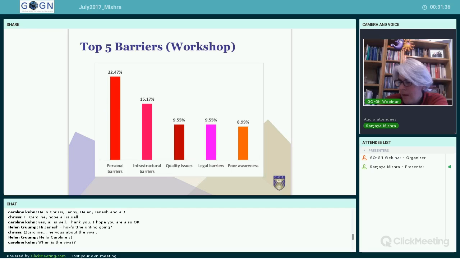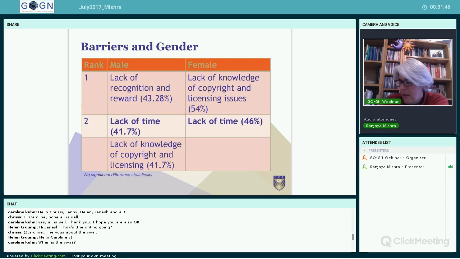So we need to look at these things very carefully in terms of mitigating, and what we need to do so that we help adoption of OER better. We also did a little more analysis, looking at the profile of the participants. We looked at gender, whether there are different barriers amongst male and female teachers. Percentage-wise, and I'm highlighting key items only, lack of time came up in both groups among the top two barriers, and 46% of female teachers felt that lack of time is an issue for them.